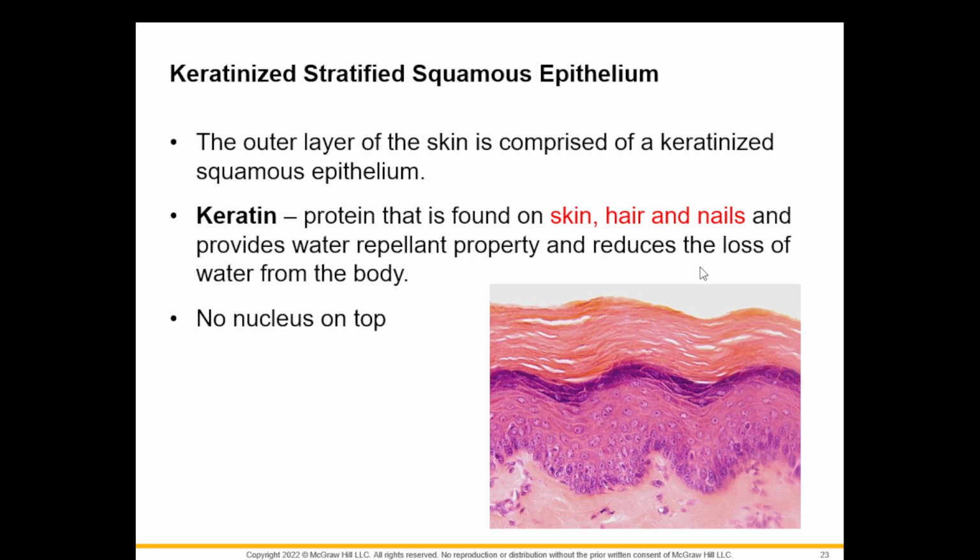And I want you to remember that in keratinized stratified squamous epithelium, the topmost layer of squamous epithelium has no more nucleus. So that's how you will be able to know if it is keratinized or non-keratinized. No nucleus on top. So this is an example of your skin, and that layer of cells that does not have a nucleus is already your dead skin cell layer. Okay?